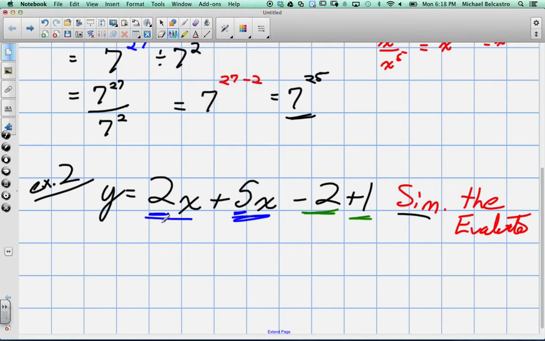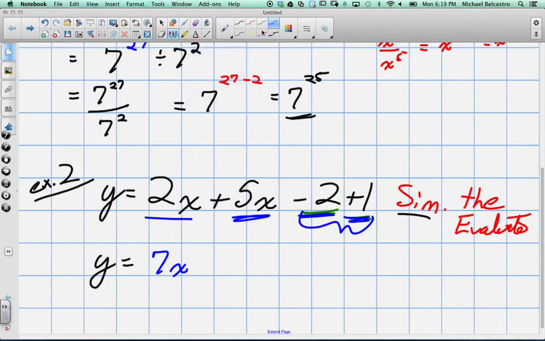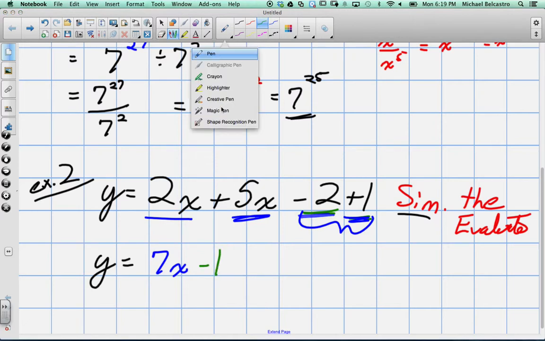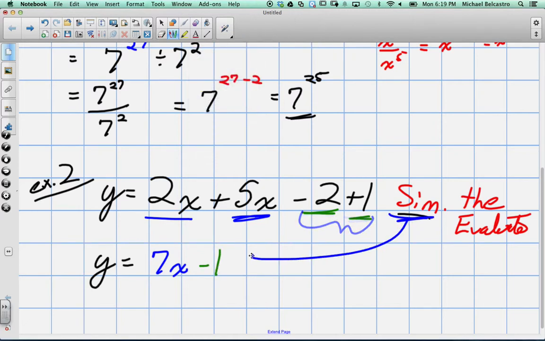Have you guys seen anything like this yet? A little bit? So we add just the coefficients together. The simplified version of that, 2 plus 5, is 7x. And here we take our two constants. Negative 2 plus 1 is going to give us negative 1. I wrote in two different colors, but that's the idea. This is the simplified version. I can't go any farther because these aren't like terms, so I can't put them together anymore.